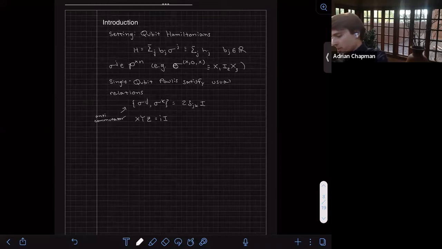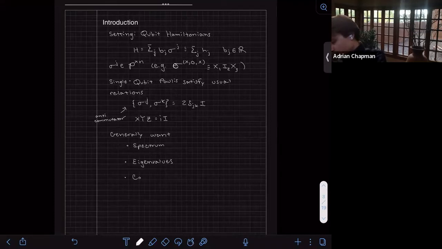And so generally we want the properties of the Hamiltonian H. This includes things like the spectrum of H, the eigenvalues, and the correlation functions. These are not independent, but generally these are the kinds of things we want.